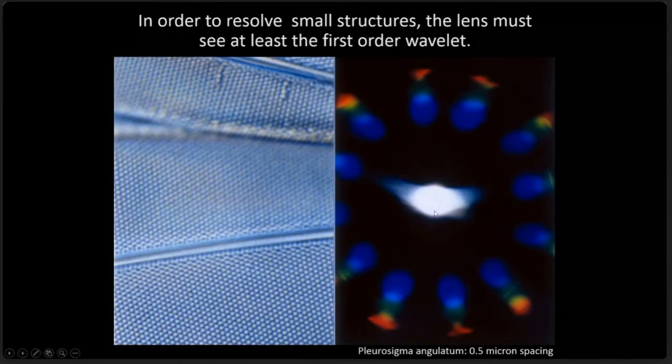Now, notice that I've had to reduce... you see the first order? I had to close down the iris of the condenser lens in order to see these wavelets. Otherwise, the zero order would overpower the wavelets. So this is an interesting thing about oblique illumination. It attenuates the zero order so that more information from the wavelets is used.